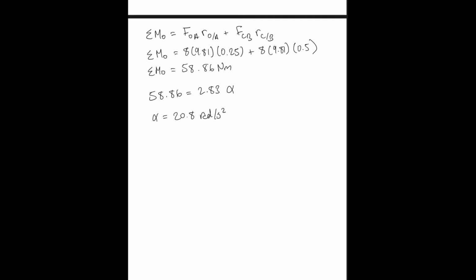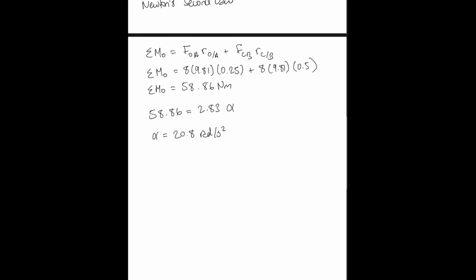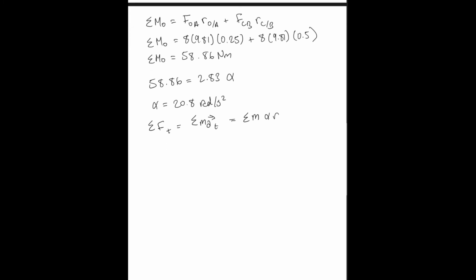Now, that's also not enough to find the forces. We still need to find RT and RN. So we're going to use our sum of forces now. Sum of forces in the t direction are equal to the sum of masses multiplied by the acceleration in the t direction. And the tangential acceleration is equal to, as we know, the angular acceleration multiplied by the radius, or the distance.